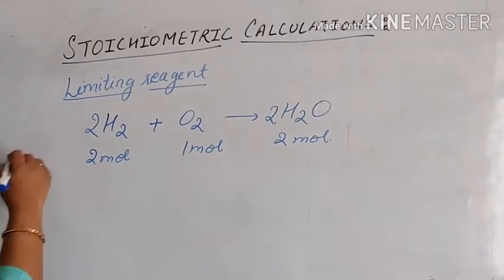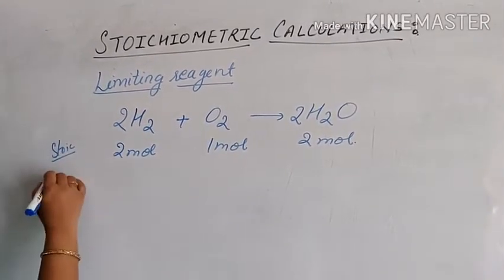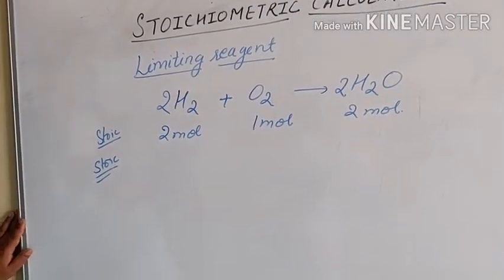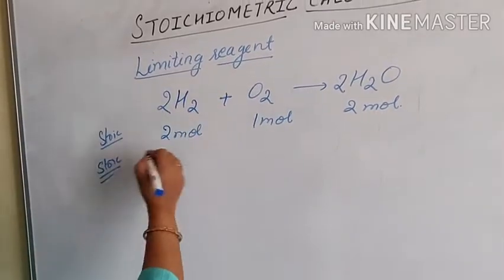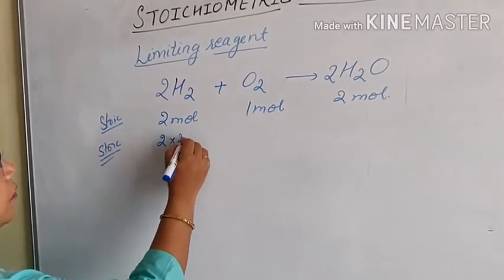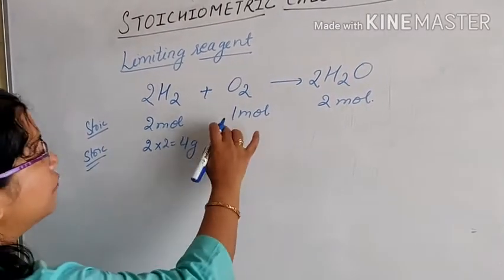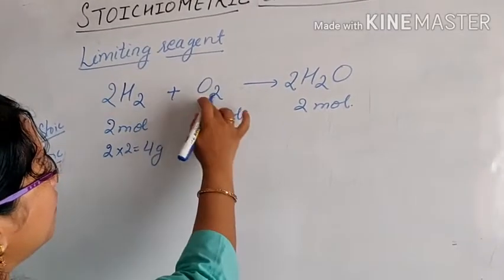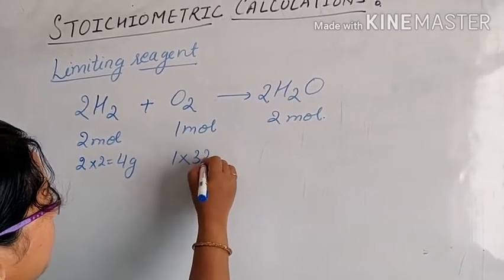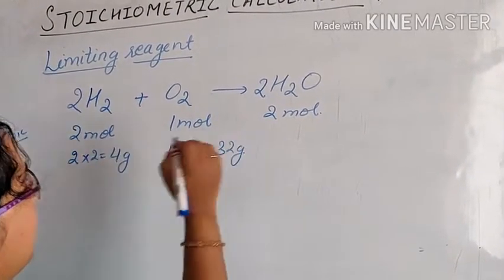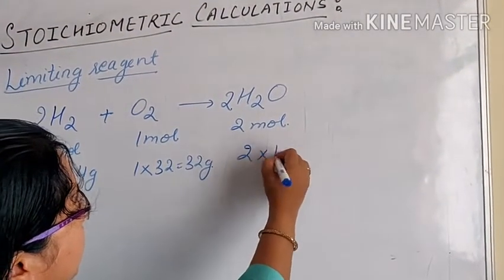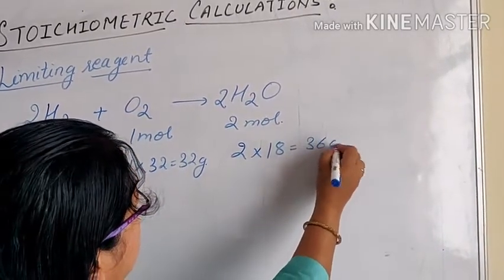So this is according to stoichiometry, right? Now the number of moles can be converted into mass, which is again according to stoichiometry here. So 2 moles means 2 into 2, it will be equal to 4 gram, and 1 mole means 1 into, what is the molar mass of oxygen? It is 32. So it will be 1 into 32, that is 32 gram. And the molar mass of water is 18, therefore it is 36 gram.